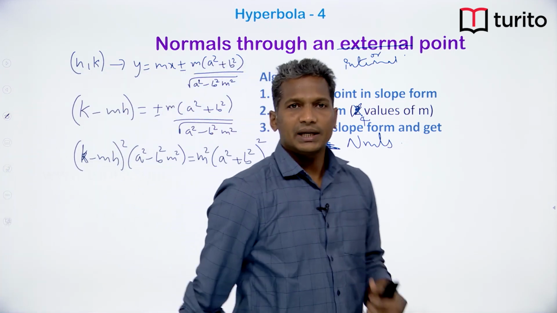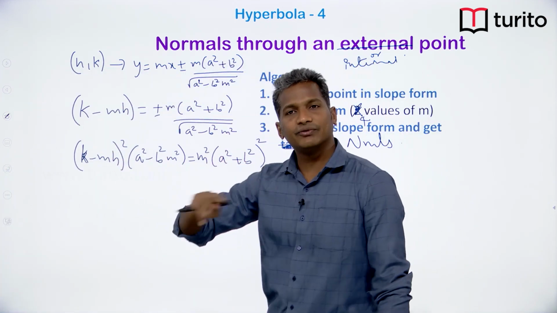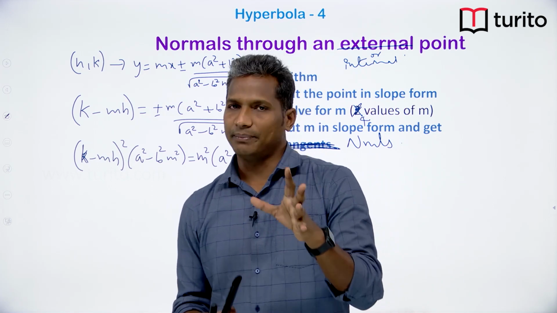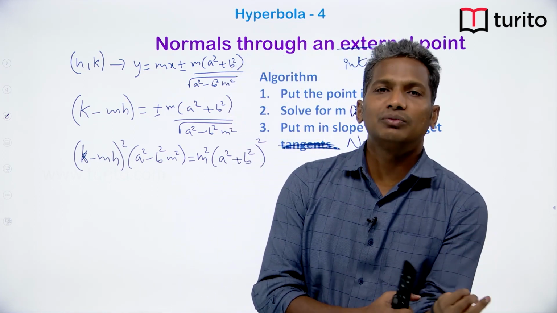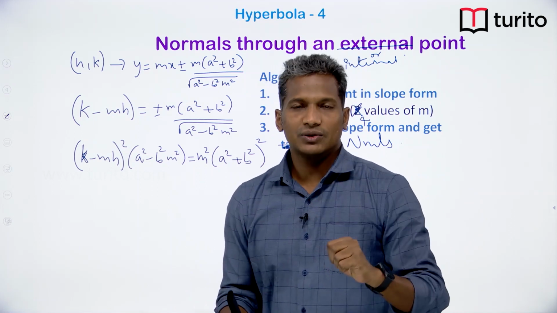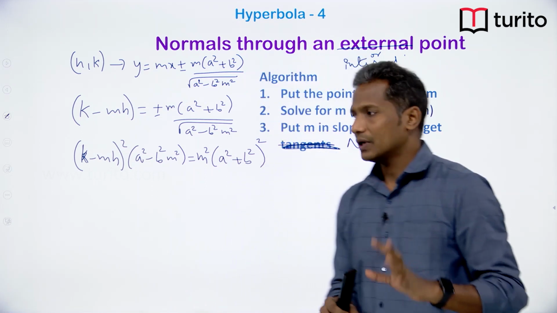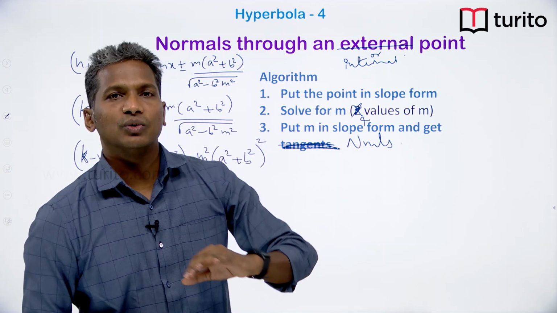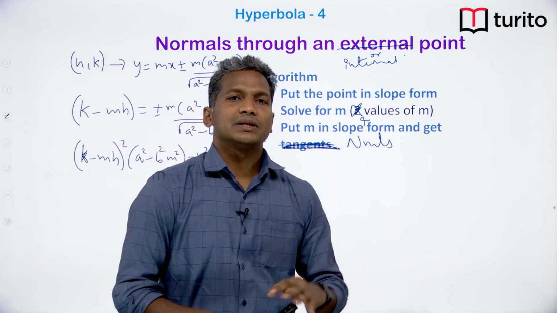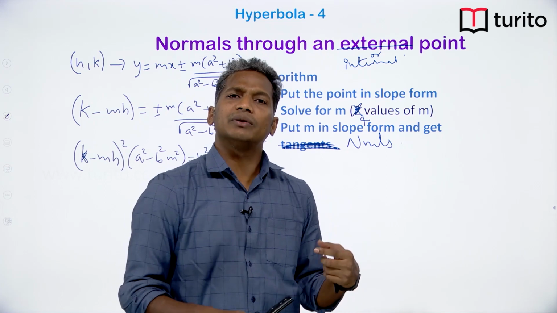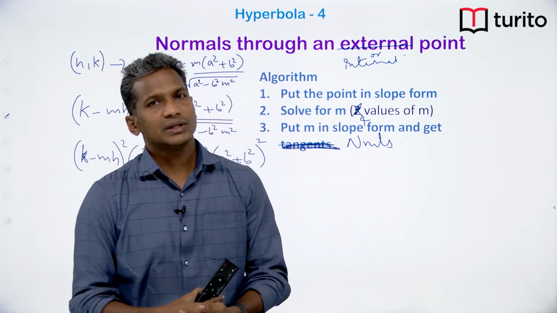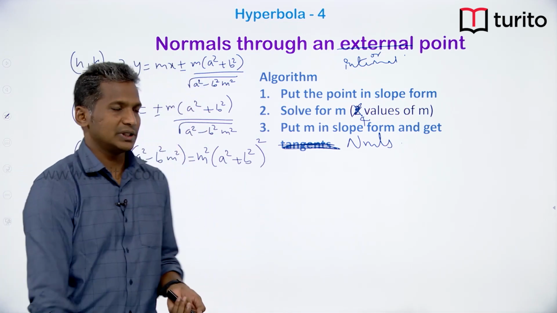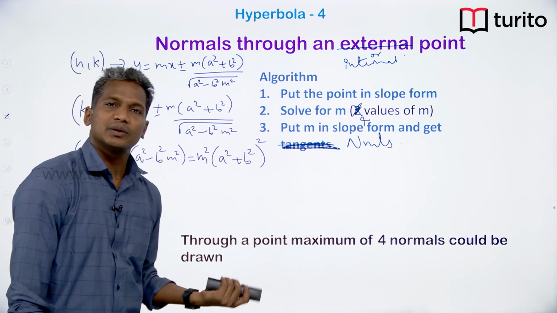Now if you look at this, LHS already has degree 4. So when I simplify this, I am going to get a 4th degree equation in terms of m. Now when I solve for m, the maximum number of roots I could get is 4. So that means 4 normals are possible. So we can say that through a point, a maximum of 4 normals are possible. But through every point, we do not get all 4 normals. Some points may give only 2 normals, some may give only 1 normal. It may change depending on the situation. But we can say that we may get at max 4 normals.